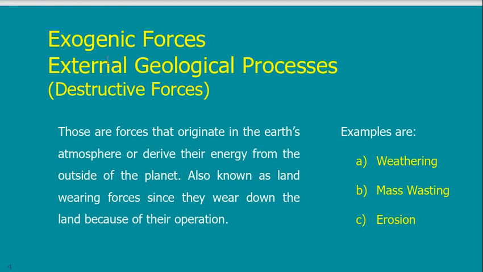What about exogenic forces? We said the exogenic forces are the forces coming from outside. This is what we are going to study now. Weathering, mass wasting, and erosion are all exogenic forces because they affect the surface of the earth. They are affected by outside: by wind, by rain, by floods. All of these are external forces shaping the earth.